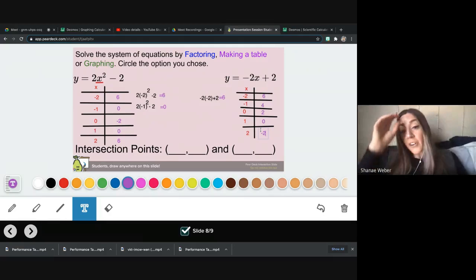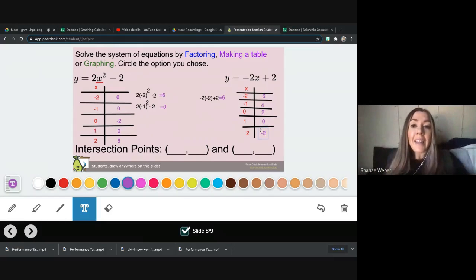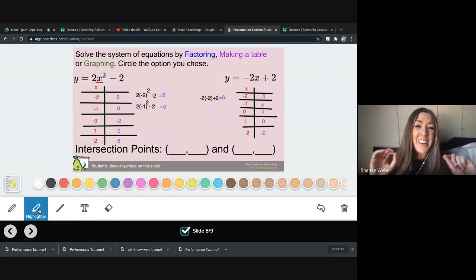So there, my tables are all filled out. The last step here is I need to figure out where the 2 points intersect, or where these 2 equations intersect. And that means I'm looking for 2 points that are exactly the same on both tables. So if I look here, I have -2, 6, and over here I have -2, 6. So this is one of my intersection points.